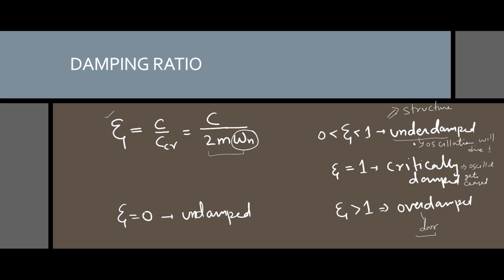And undamped, in the ideal case there is nothing like an undamped case, because everything has some dampness. So xi equals 0, then oscillation will always occur, it would not die with time.